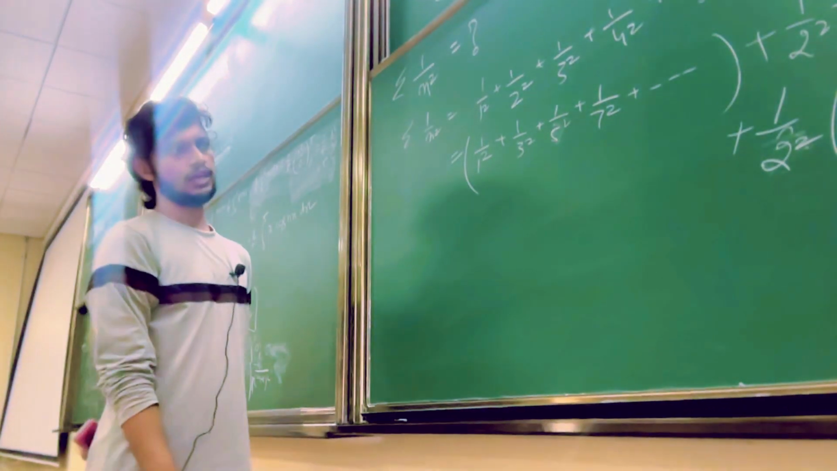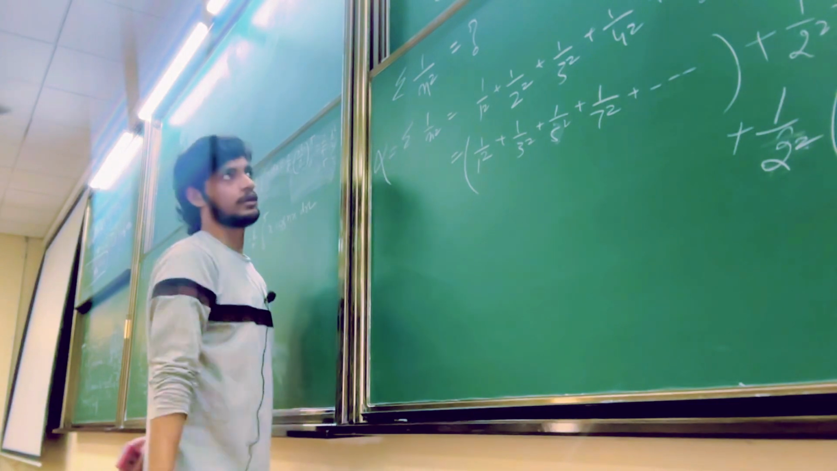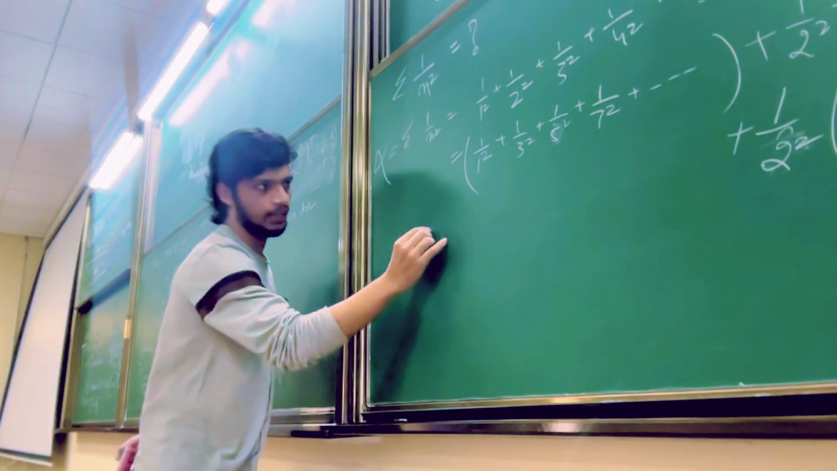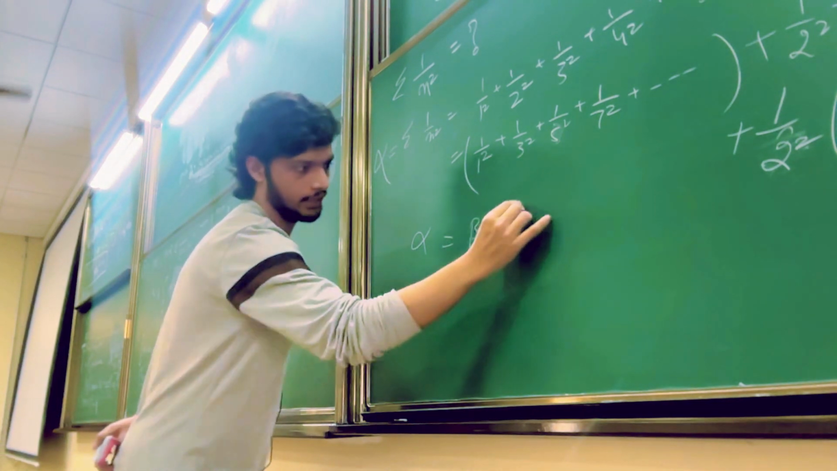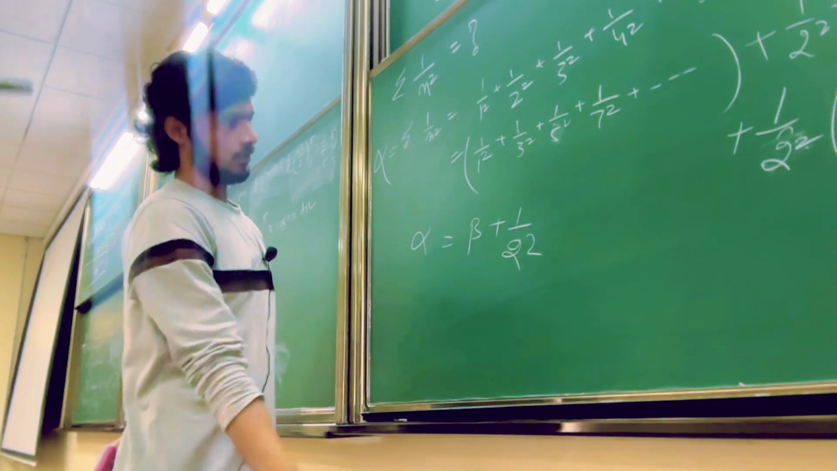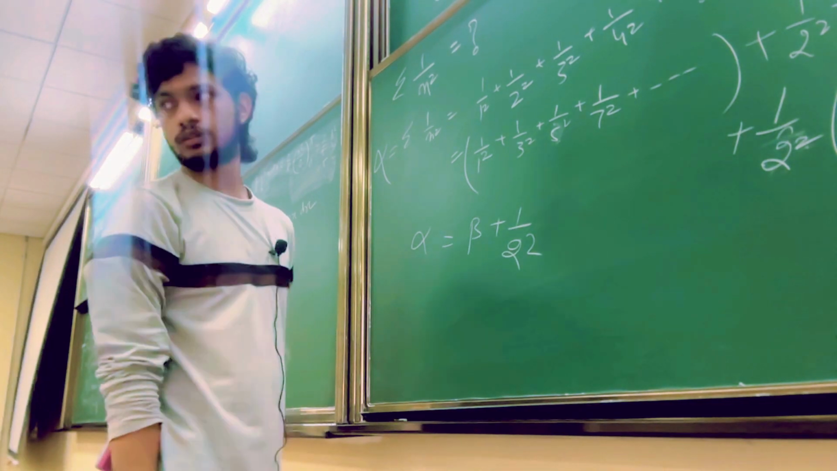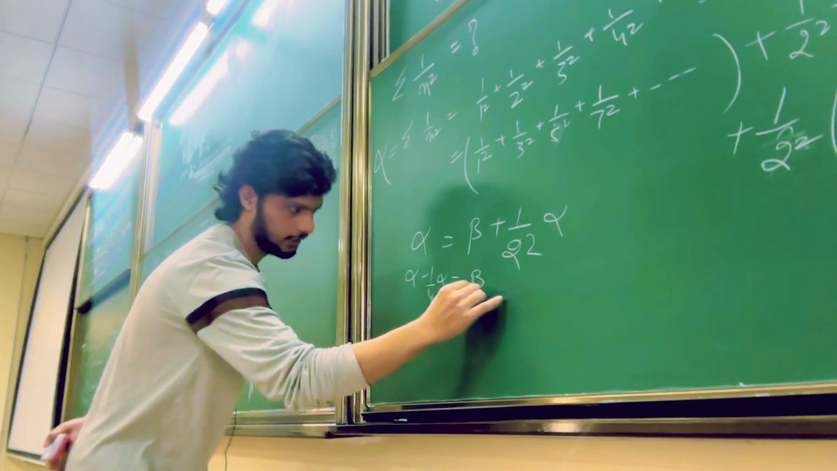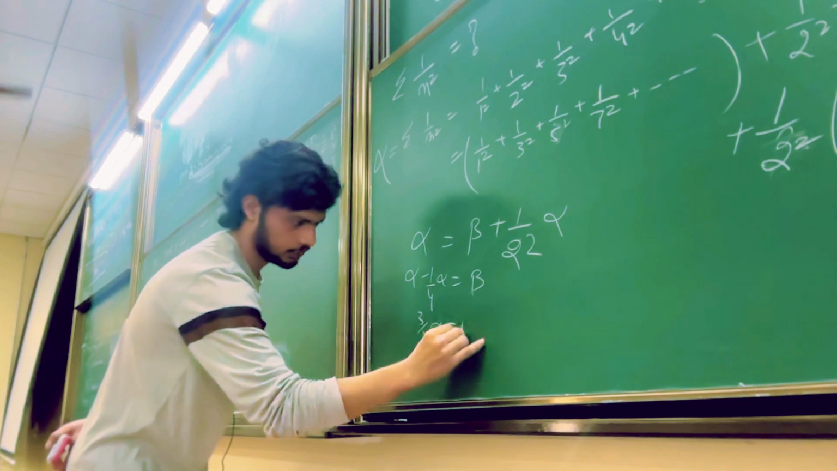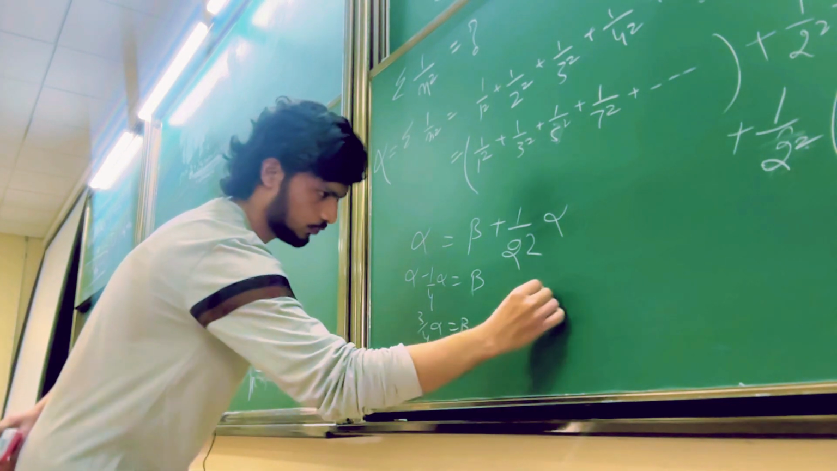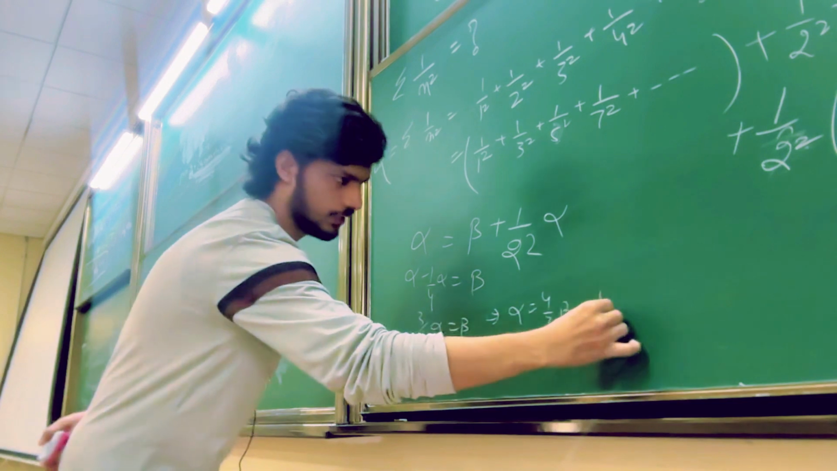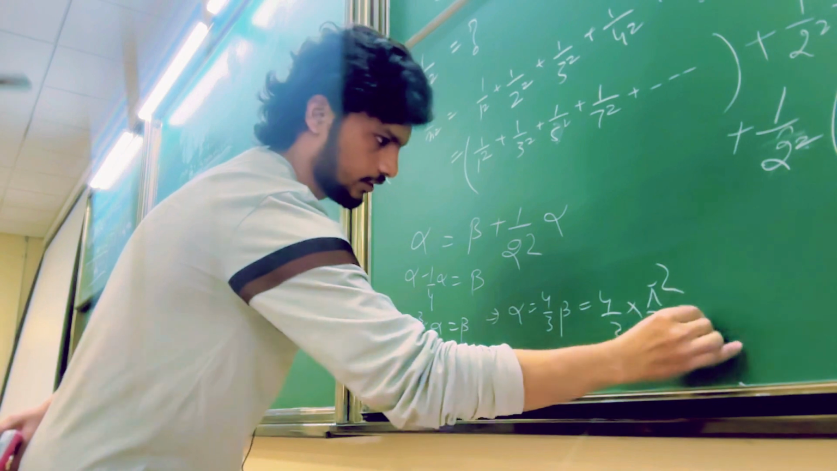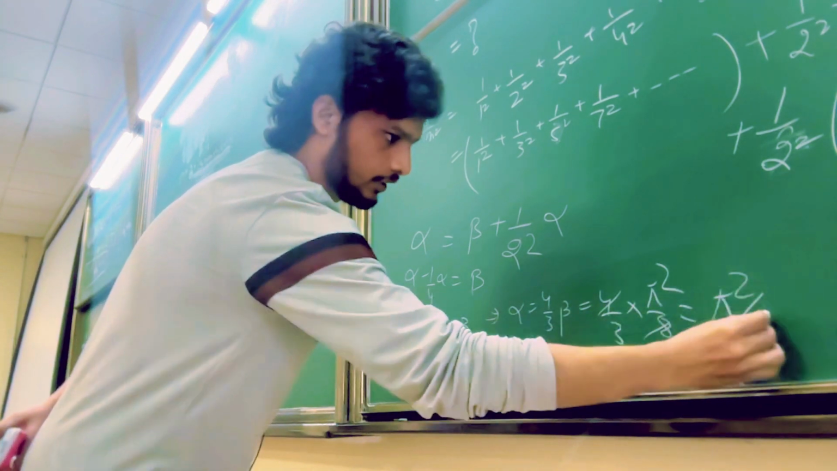If I say this is, let's say, alpha, and let's say this is beta, so what we get? We get alpha is equal to beta plus 1 by 2 square into alpha. Very good. Alpha minus 1 by 4 of alpha is equal to beta. So 3 by 4 times alpha is equal to beta. This implies alpha is equal to 4 by 3 of beta. And what is beta? Very good. Beta is pi square by 8. So this is pi square by 6.